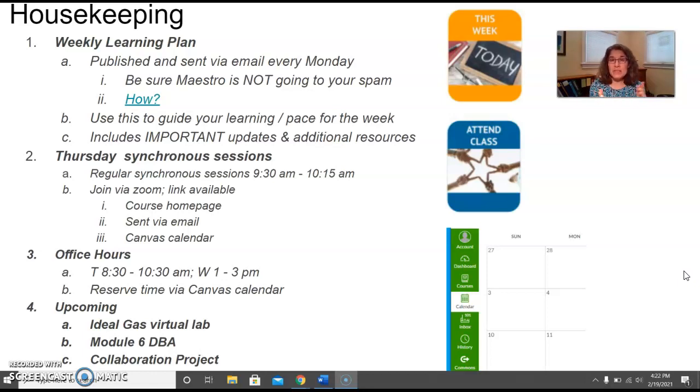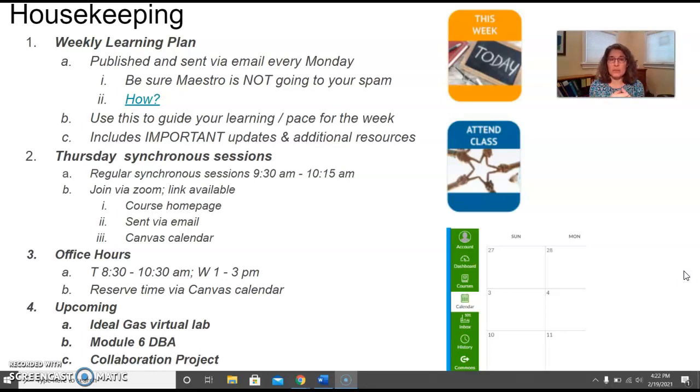In terms of upcoming stuff, we are going to be nearing the end of Module 6. So this week you're going to be learning a lot about pressure and temperature and volume and how those things relate. And that will be building up the last piece of what we're doing around ideal gases, or how gases behave in an ideal circumstance.